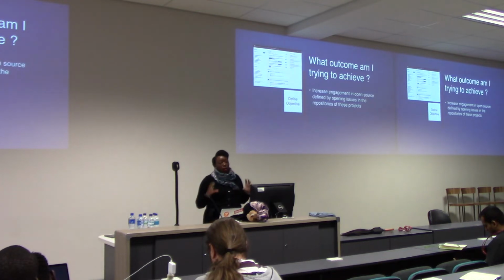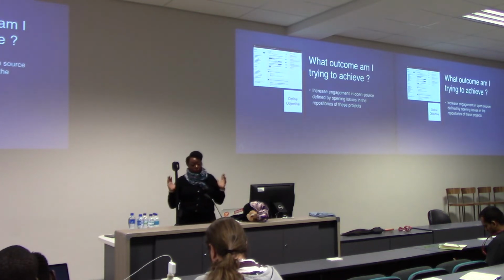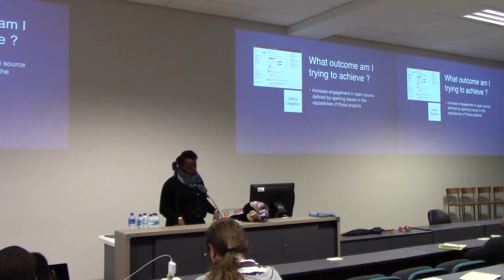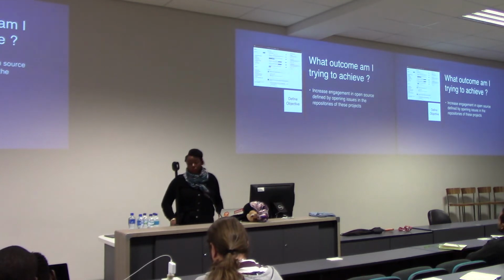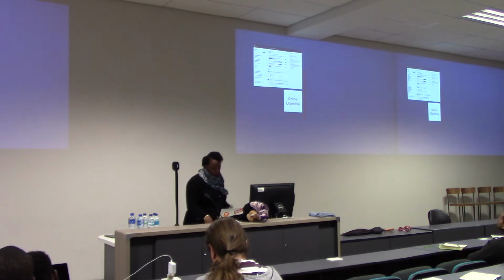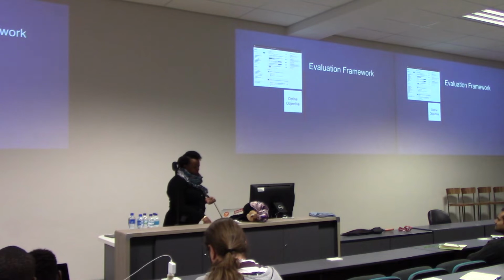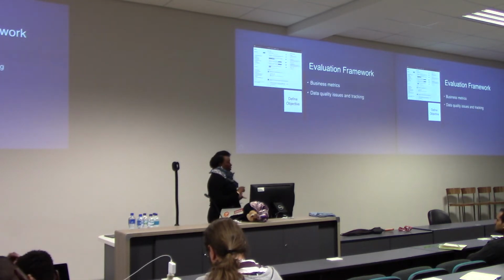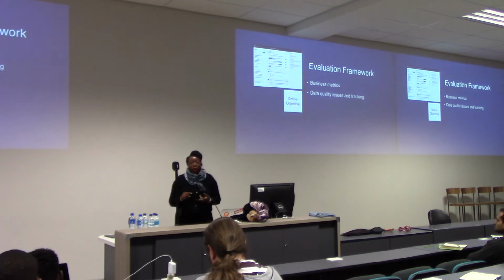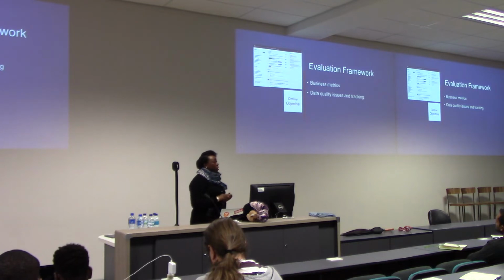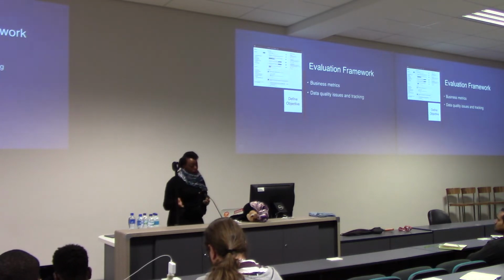For us, our outcome was pretty clear. Increase engagement in open source, defined by opening issues in the repositories of these projects. That was the outcome we were trying to achieve. And we had an evaluation framework to figure out if we've actually achieved that outcome. We have some business metrics that we'll track every day. And if those metrics trend upwards, then we know we're achieving our outcome.